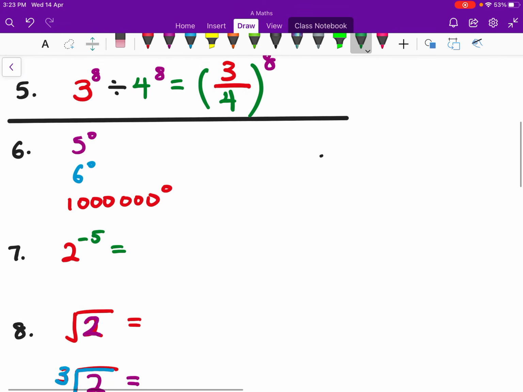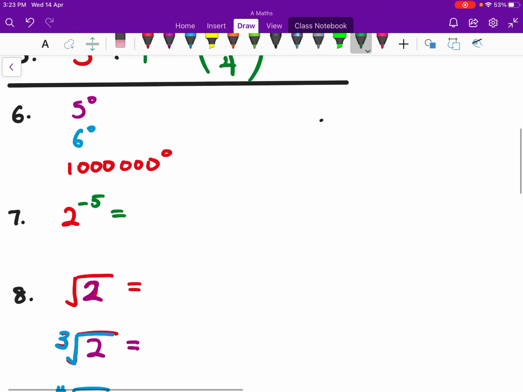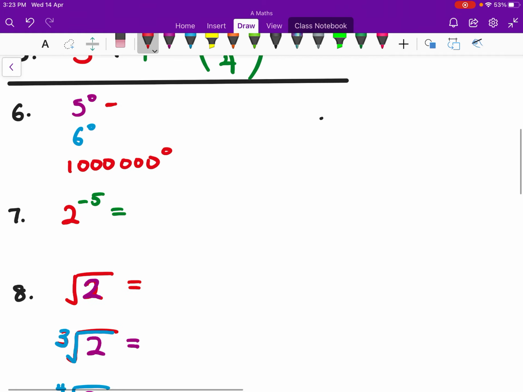Laws number 6 to 9 are also what we need to know. 5 to the power of 0, 6 to the power of 0, and 1 million to the power of 0. What does all this represent? Any number to the power of 0 is always equal to 1.